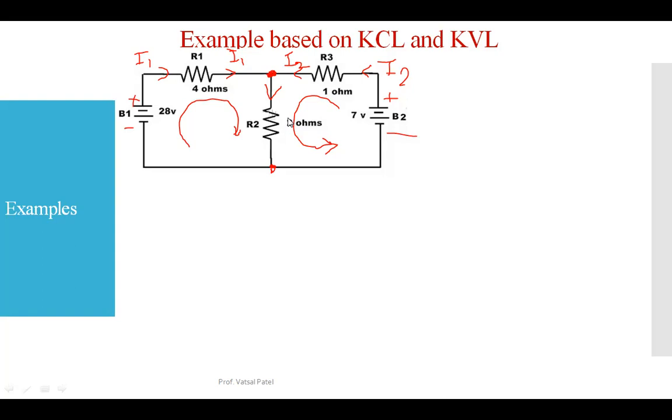So at this particular junction, currents I1 and I2 are both towards the node. So the other current direction should be represented as the current leaving the node, and that's why it is represented over here from this 2 ohm resistance as I1 plus I2. Understood?